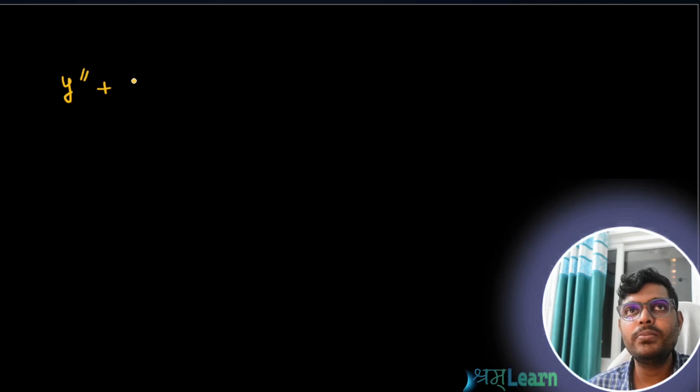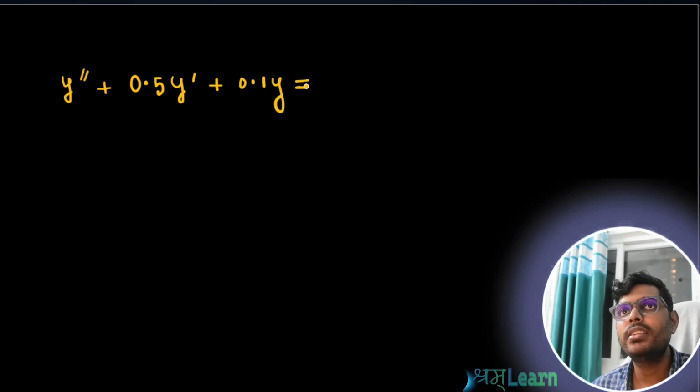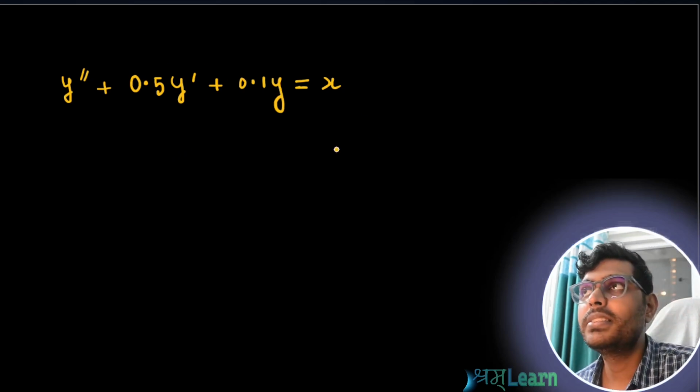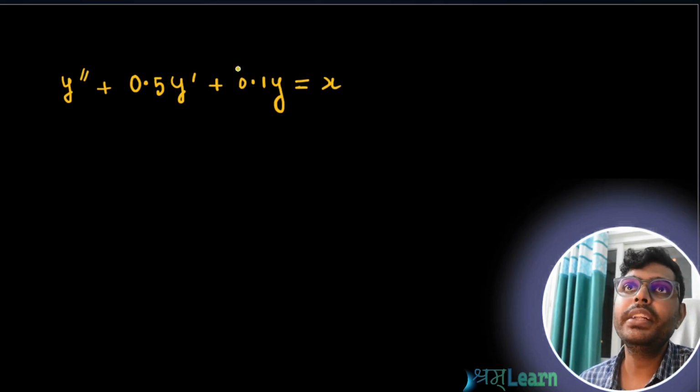plus some function of x, let us take it to be 0.5 y dash, plus 0.1 y is equal to x. Let's suppose this is the differential equation, but it can be applied to any differential equation. That is not the issue here. But can we solve this? How do we do that exactly? Can we do some trick to reduce it into two first order differential equations?